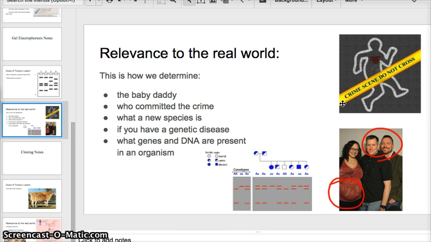You can also figure out who committed the crime. So you find blood evidence at the crime scene, maybe left by the perpetrator. You put that on a gel, and if the DNA of the suspect who you suspect did it matches the DNA at the crime scene, he did it. You can figure out what a new species is. If you find a new species, you can figure out its DNA and compare it to other species to figure out what it's most similarly related to. That's kind of like this scenario where you're finding who the baby daddy is.